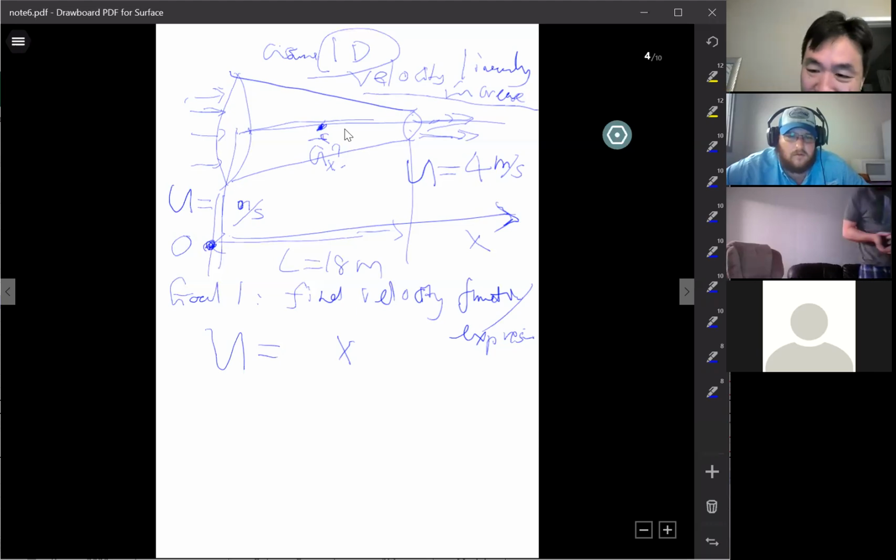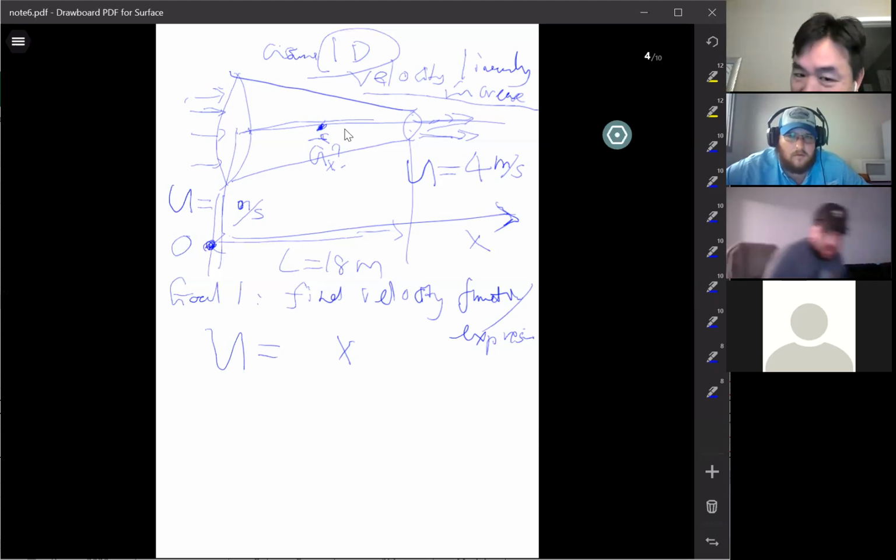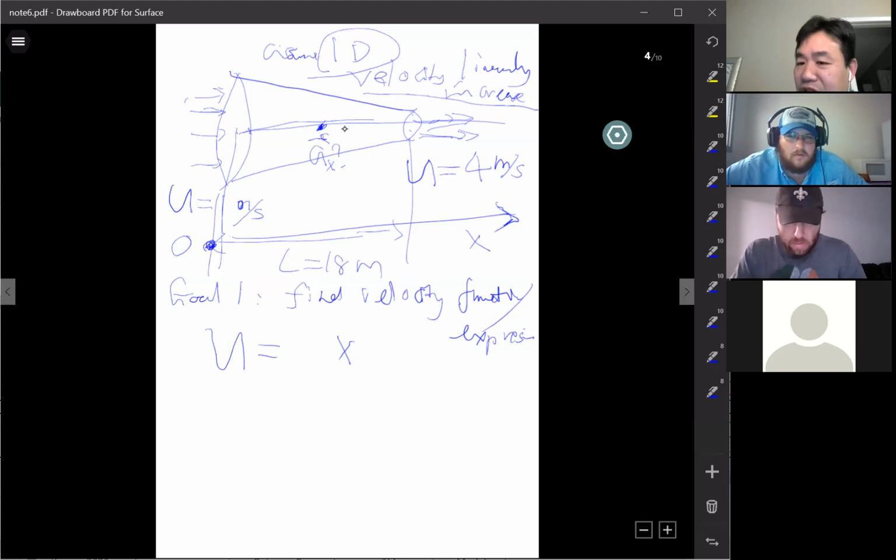Yes, go ahead. du over dt plus u over... No, it's a linear function. Don't you think that's too complicated? It's a linear function. So velocity u linearly changes with x. Oh, okay. So what does it look like? A general linear function. What does it look like?